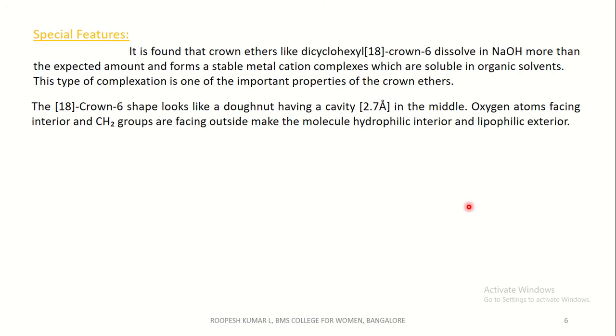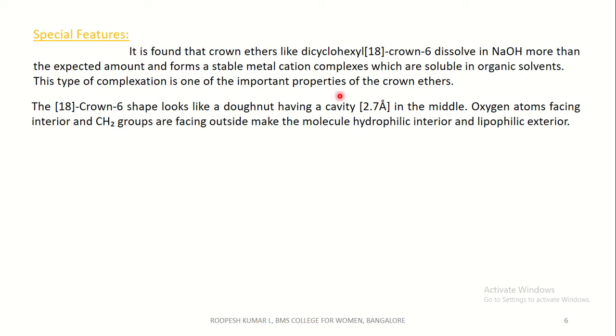Coming to the special features of crown ethers. It is found that crown ethers like dicyclohexyl 18 crown 6 dissolve sodium hydroxide more than the expected amount and form stable metal cation complexes, that is stable sodium ion complexes. Here, since we have used NaOH, it forms a stable complex with Na+, which is soluble in organic solvents. This type of complexation, this type of interaction, is one of the most important properties of the crown ethers.